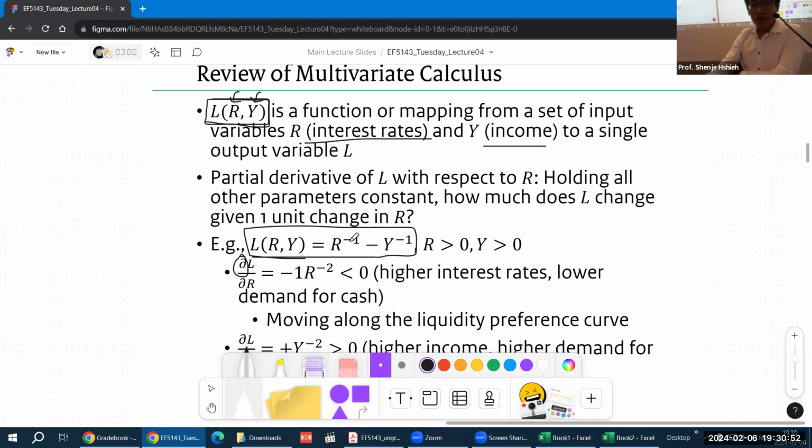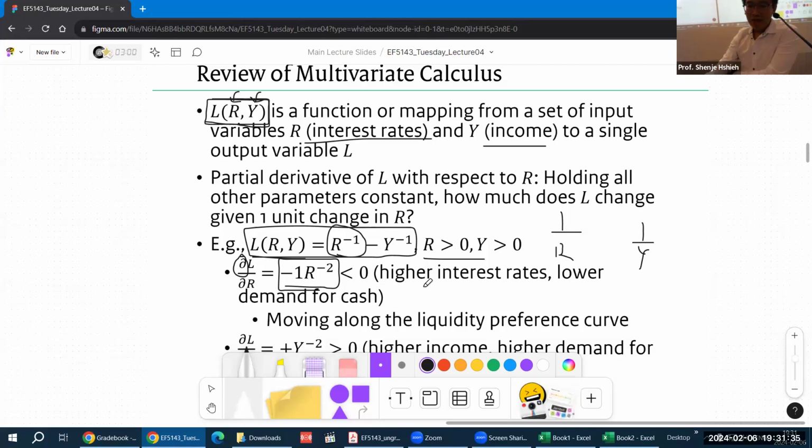So if it looks like this functional form, so -1 means the inverse, so 1 over R, and 1 over Y. And let's assume that R and Y are both positive. Then if we take the derivative of L with respect to R, it will look like this. I think taking the derivative is quite easy. I hope there's some exposure to calculus because you must have done some last semester. In any case, taking the derivative of this expression, you'll see that it's negative, because it's a -1. And R to the -2 is always positive because we assume R is positive.